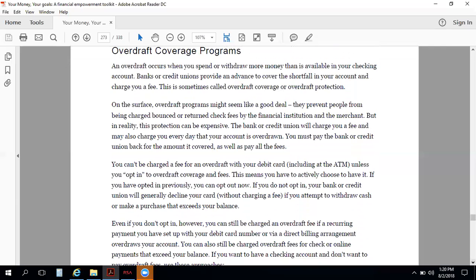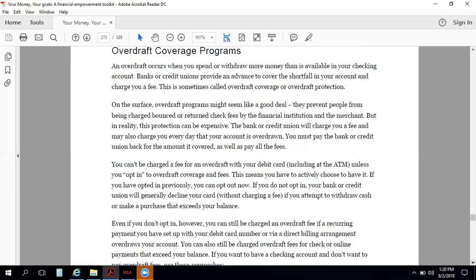Next section talks about overdraft coverage programs, where somebody can have this overdraft coverage put on the account so that if they do overdraft the account in any given month, the bank will cover those charges without charging them an overdraft fee. But that can get expensive.